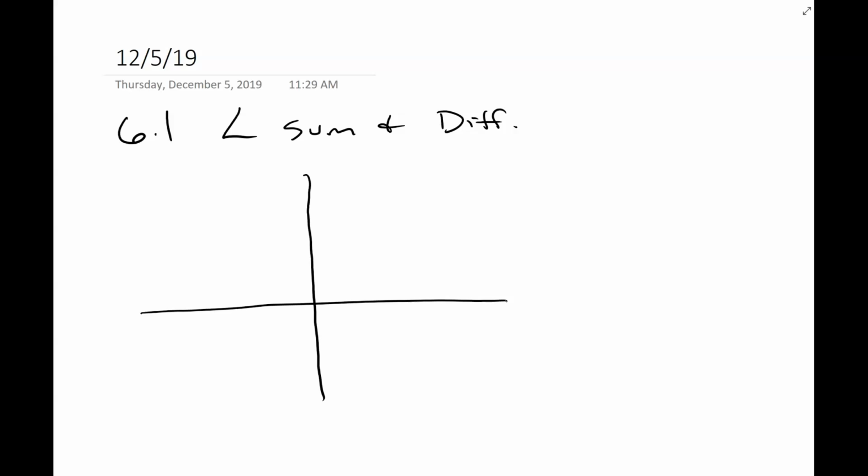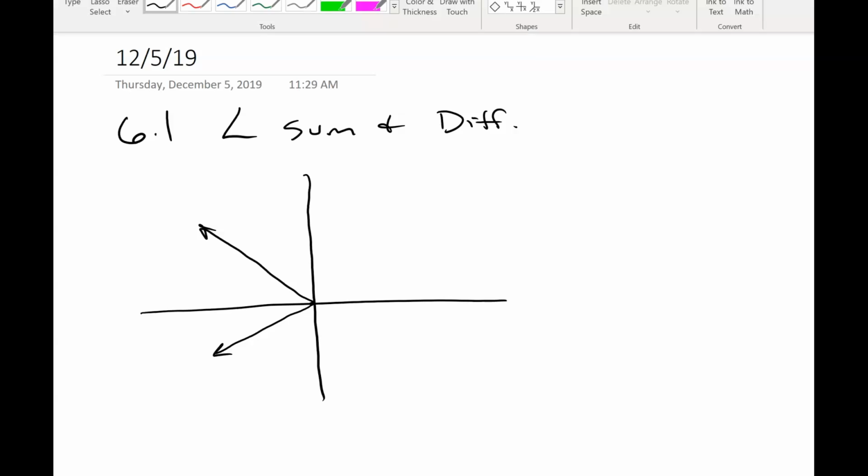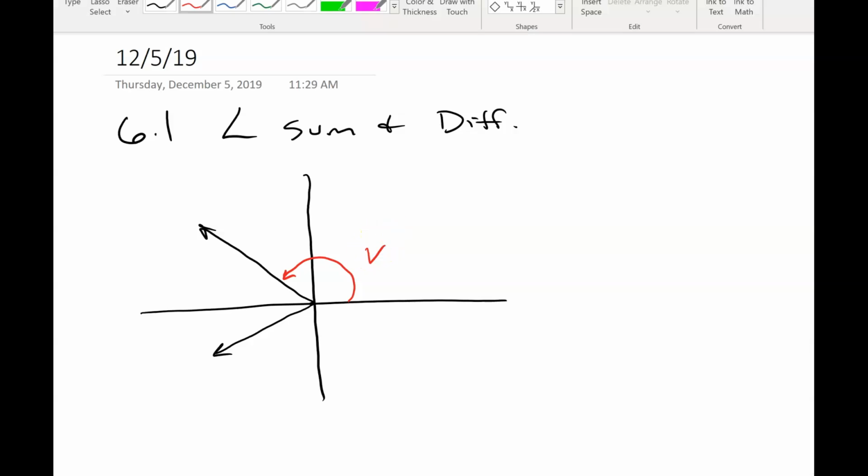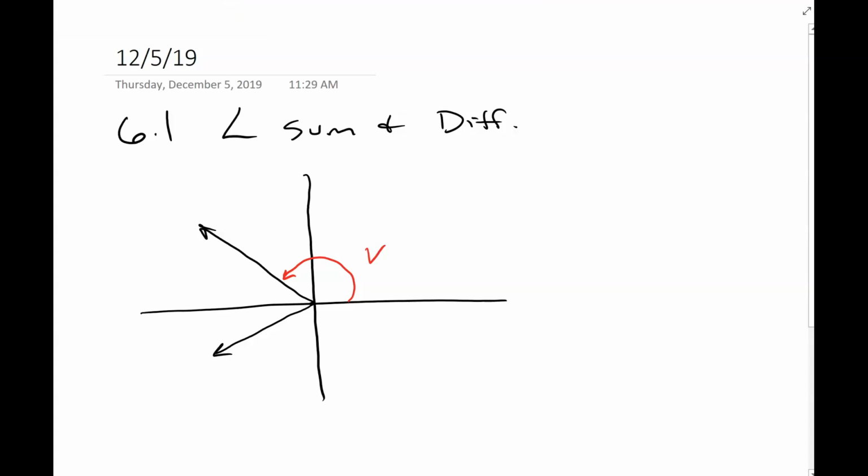So what we're going to talk about here is the angle sum and difference formula. So let's say we have two angles. I'm going to call this one V. I'm going to call this one U. And I'm going to call this one theta. Everybody okay with that?